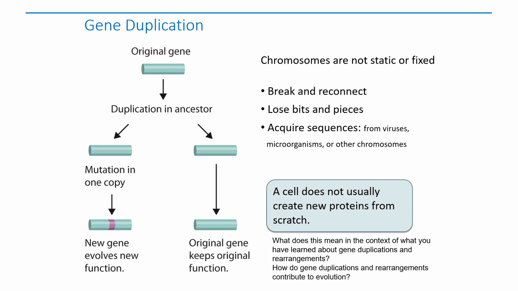So a cell does not usually create new proteins from scratch, and we know this because genomes will use old genes for new functions. And we also know that when we look at gene duplications and rearrangements and how they contribute to evolution, they contribute to the variation of the alleles within a population. And this is what natural selection and genetic drift will depend on.